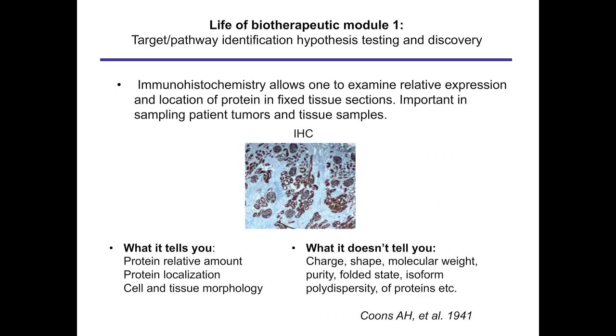So digging more deeply, immunohistochemistry allows one to examine the relative expression and location of protein in fixed tissue sections. It's important in the clinical analysis of tissue specimens for diagnosing disease states, the phases of cancer. It tells you the protein's relative amount and its location and gives you an indication of cell and tissue morphology associated with diseases or pathology in tissues.